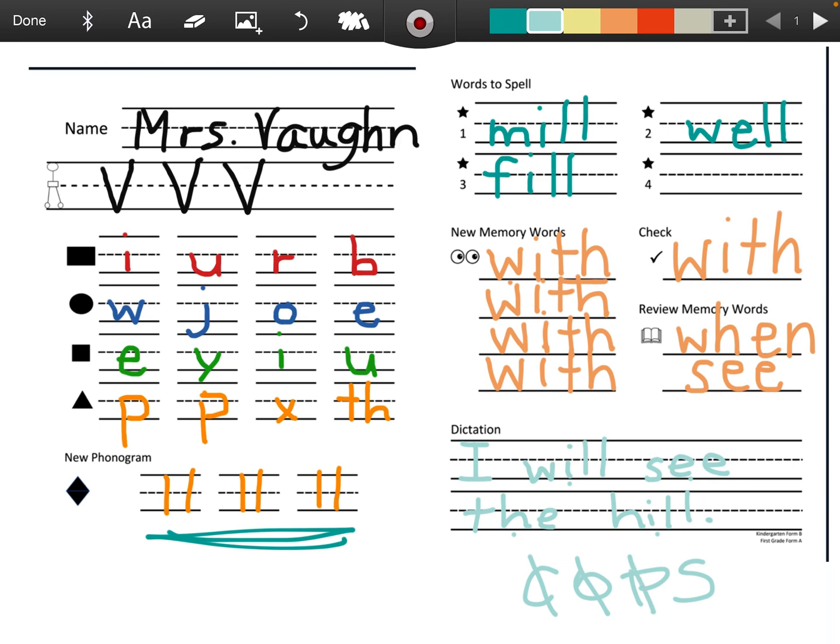And S stands for spelling. Make sure your sentence is spelled just like mine. We had 2 of those double L words, will and hill. And the other 3 words were sight words. So if they're all spelled correctly, go ahead and cross off the S.